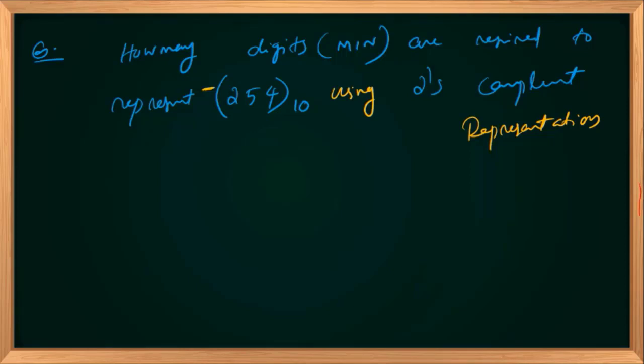Answers? How to represent minus 254 decimal in 2's complement representation? Two raised to 8 is 256, and 2 raised to 4 is 16. So the 15 decimal is same as 1111 binary.